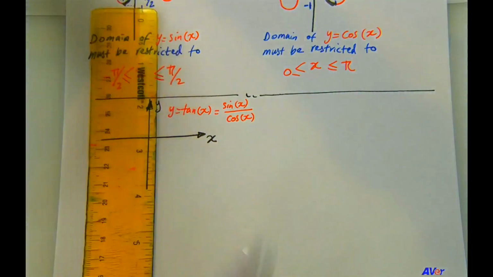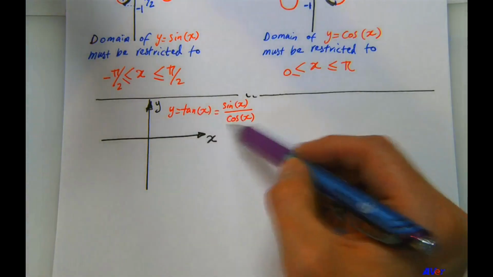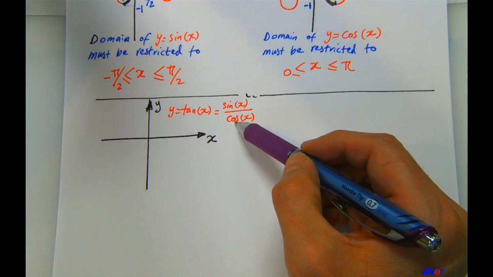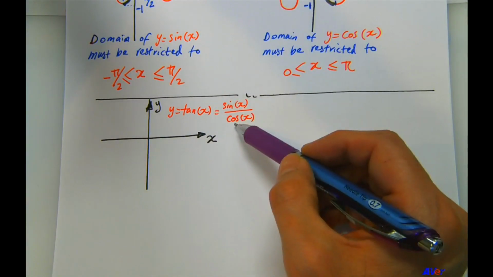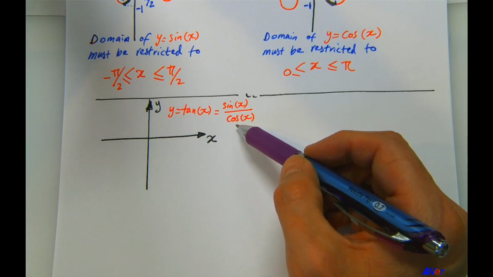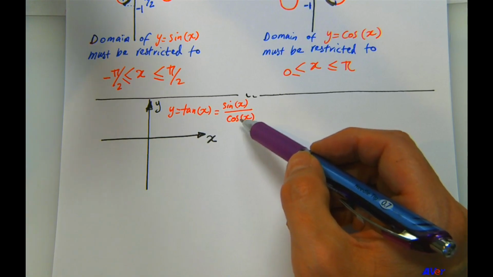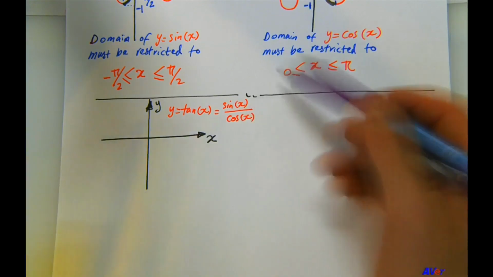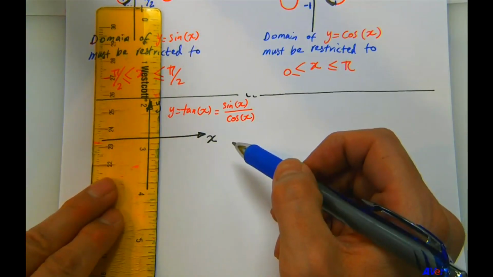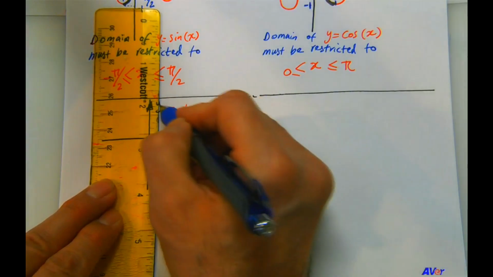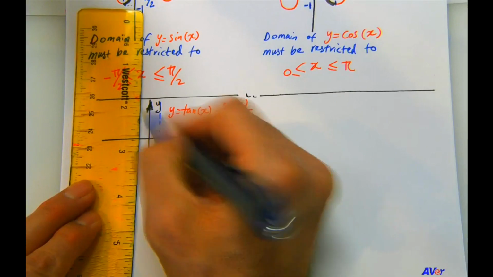Okay. So because of this relationship between tangent and sine over cosine, whenever cosine of x is 0, we're going to have a vertical asymptote. Remember that? So where is cosine of x 0? At pi over 2, negative pi over 2, 3 pi over 2, and so on. So let me draw the asymptote. It'll be here somewhere, and on this side, it'll be like that.